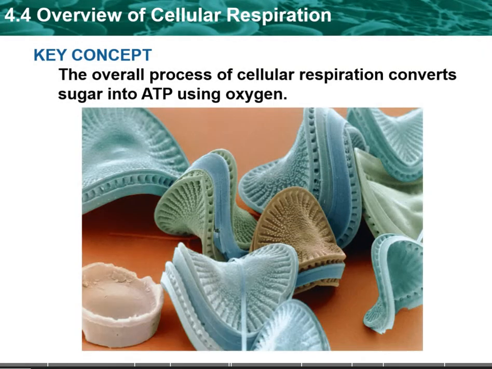Okay, in 4.4 and 4.5, once again, I'm doing these together because 4.4 is just an overview of respiration and 4.5 is in more depth. Once again, I might point out, okay, this is way too much detail, you only need to know this part. So that is just something to keep in mind.